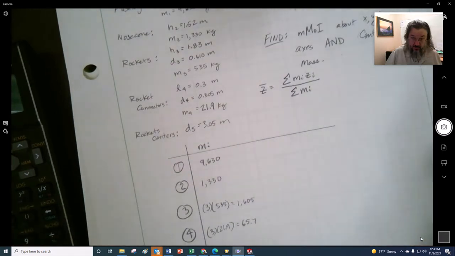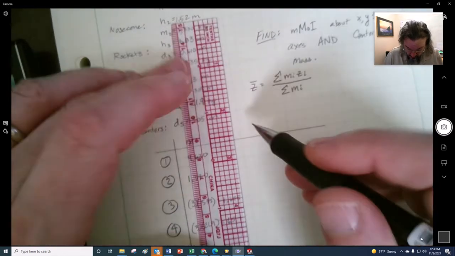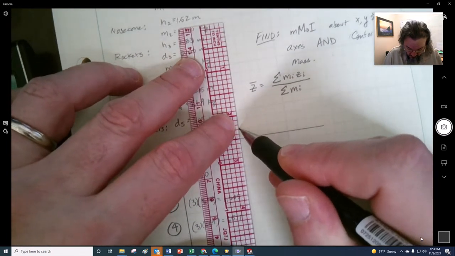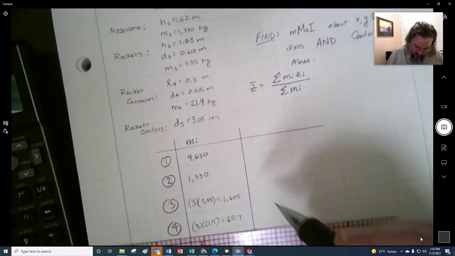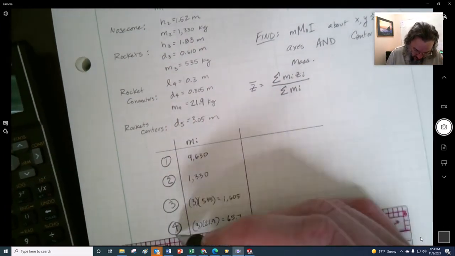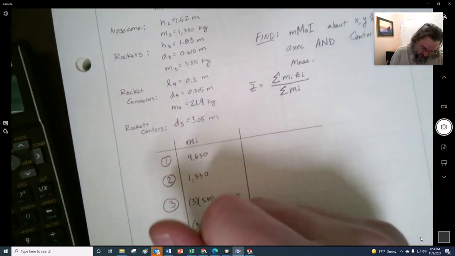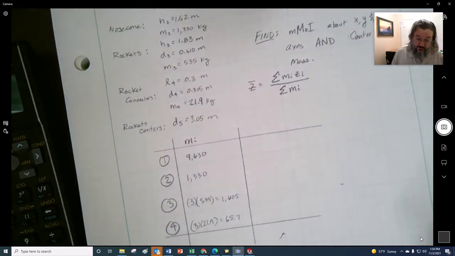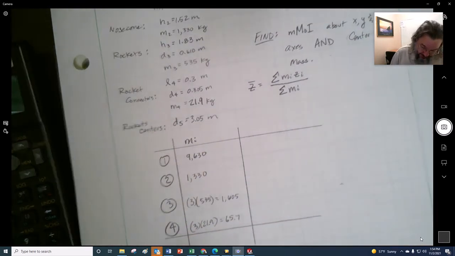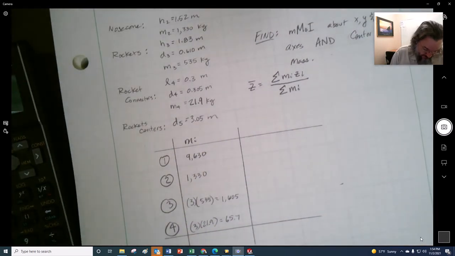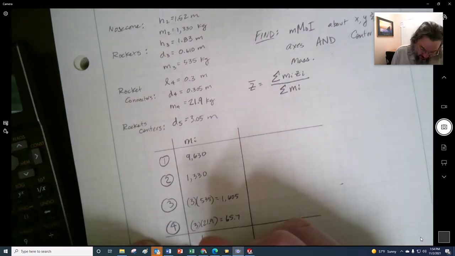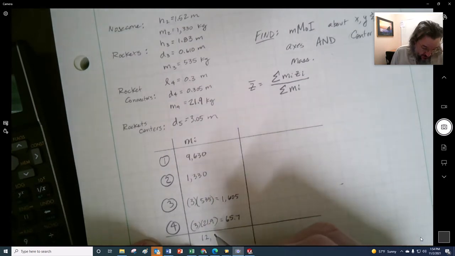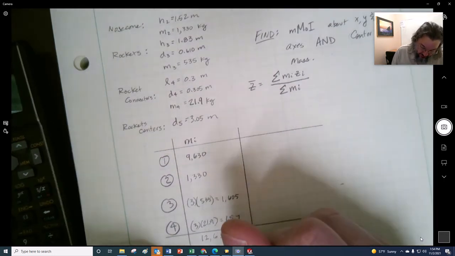Okay, so we can make a column right here. And I'm going to sum these up. Fix that a little bit. So let's see, adding 1330 plus 9630 plus the rest, I get 12,631. Let's call it kilograms.